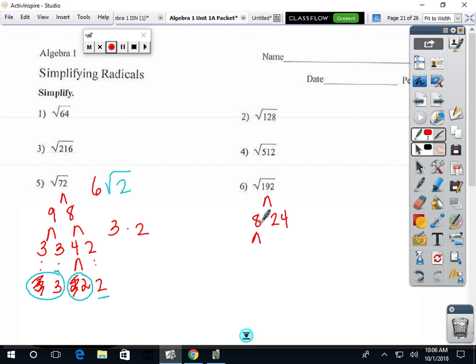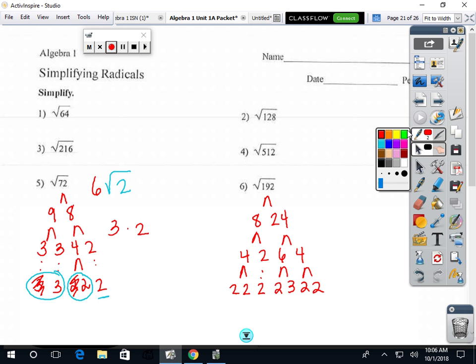Numbers that multiply to 8 are 4 and 2. Numbers to multiply to make 24 are, right? And then 4 will break down into another set of 2's. This 2 is prime. 6 will break down into a 2 and 3. And then this 4 will break down into a 2 and a 2. And so now they're all broken down to all prime numbers. So now we circle any sets, any pairs that we have. We have a pair of 2's here, a pair of 2's here, and a pair of 2's here.